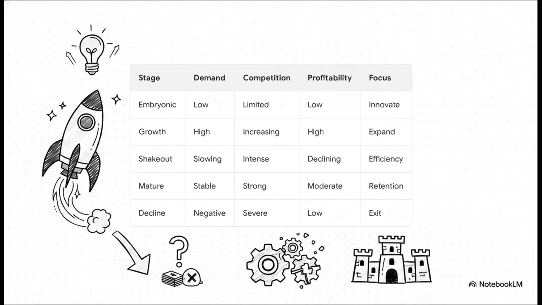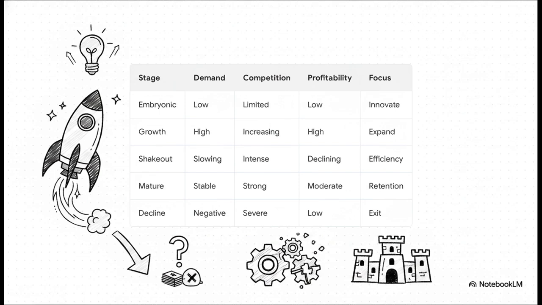Then we hit the critical shakeout stage. Growth slows down, excess capacity floods the market, and your margins start to get squeezed. Your strategy has to pivot instantly to efficiency and cost reduction just to survive. As the dust finally settles from that, we enter the mature stage. Demand stabilizes, the market is saturated, and profitability is moderate but fairly steady. Here, your job is playing defense, defending market share, and keeping the customers you have.